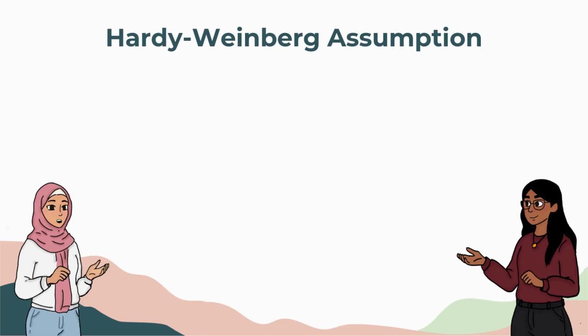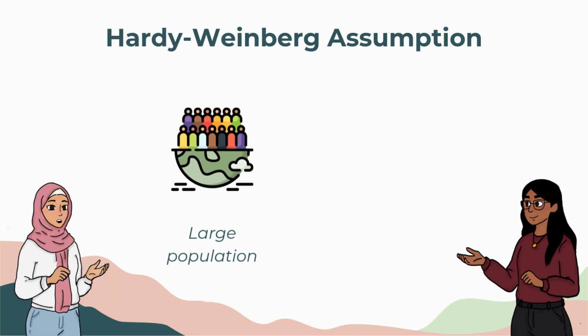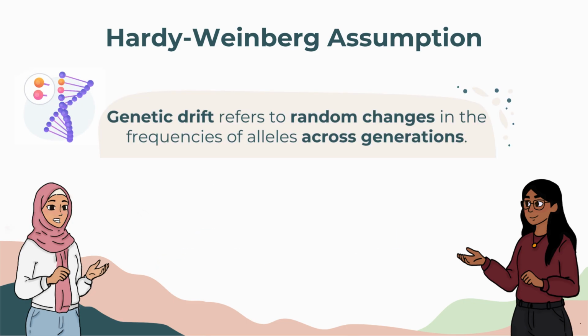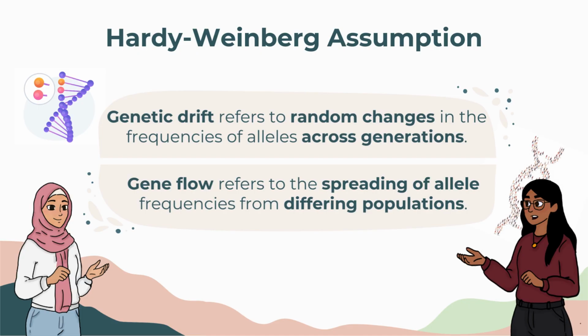Like you mentioned, one of the main assumptions is a large population and no migration, which accounts for genetic diversity and prevents genetic drift. Genetic drift is a phenomenon that refers to random changes in the frequencies of alleles across generations. The opposing and balancing force to drift is flow. Gene flow is the spread of allele frequencies from differing populations.